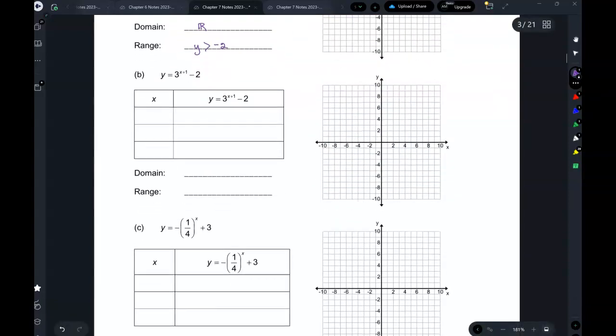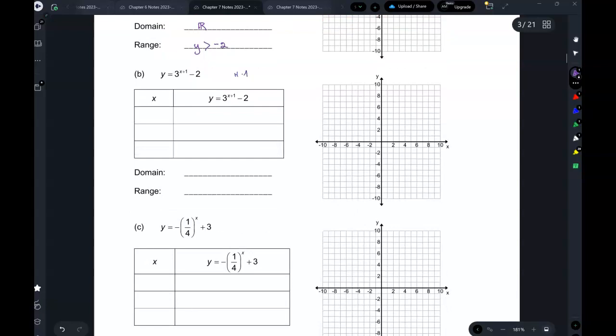Okay. What's the horizontal asymptote here? Y equals -2. So domain, all real numbers. What's the range? Okay. So this is again growth. So I'm going to pick -1, 0, 1.